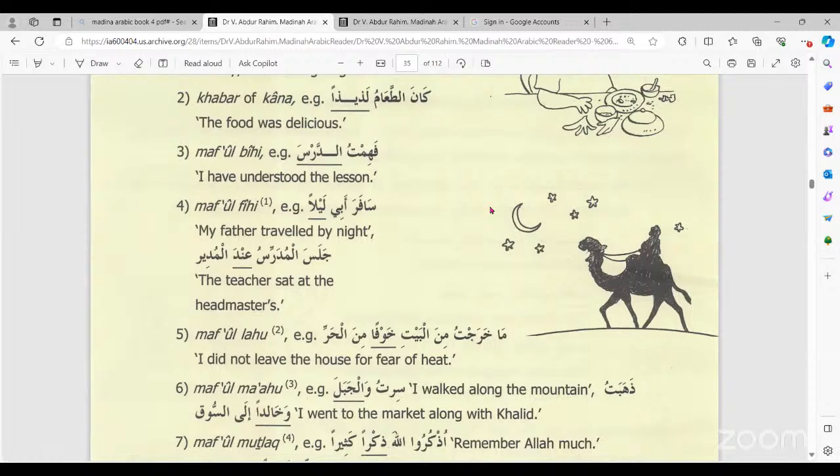All of the words are called zarf, but when they are used as maf'ul fihi, then the harakat will end with the fatha itself. For example, sabahun. Sabahun means morning.